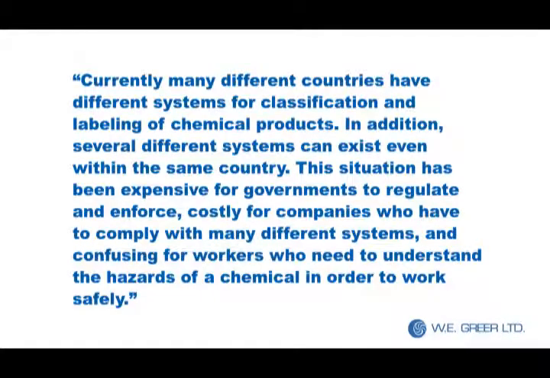The Canadian Centre for Occupational Health and Safety provides this reason. Currently, many different countries have different systems for classification and labeling of chemical products. In addition, several different systems can exist even within the same country. This situation has been expensive for governments to regulate and enforce, costly for companies who have to comply with many different systems, and confusing for workers who need to understand the hazards of a chemical in order to work safely.